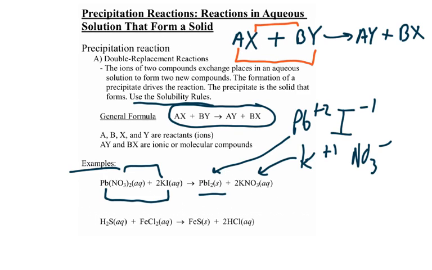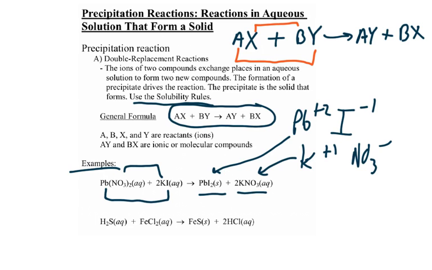Once you get the two products, you use the solubility rules, and when iodine, which is a halogen, is with lead, it's a precipitate. The potassium nitrate is soluble, and that's why you see the aq for aqueous, because pretty much anything with a nitrate or anything with an alkali metal is always soluble. Now, take a look at the second example.